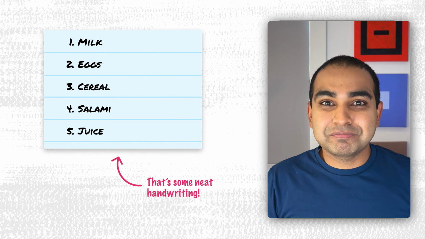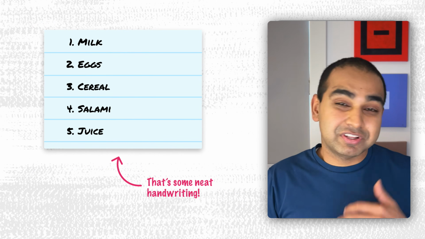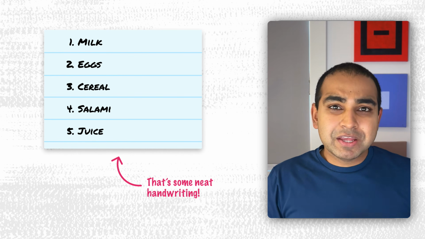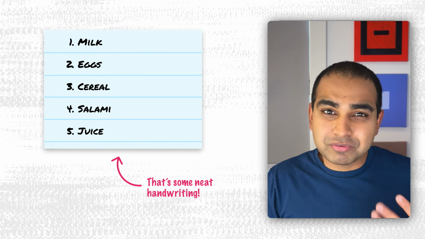But let's start by looking at arrays. I'm going to start at the very beginning. Let's answer the question of what is an array. So to explain what an array is, let's look at a real world example.